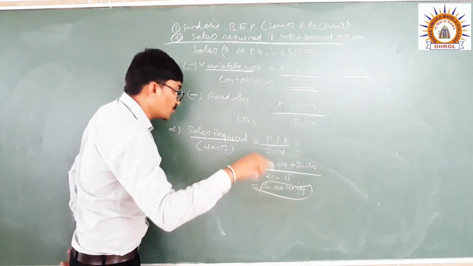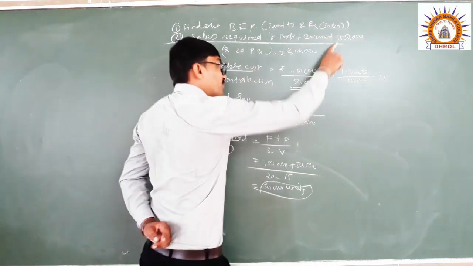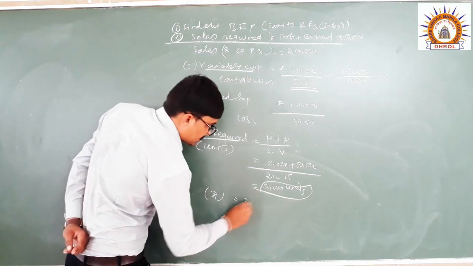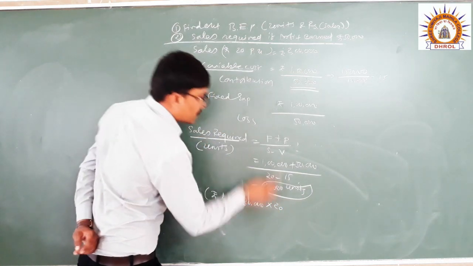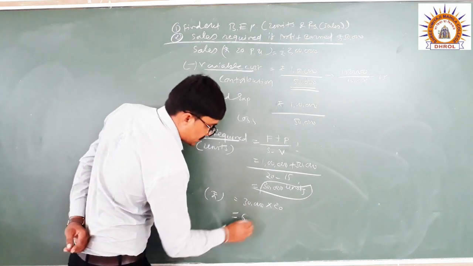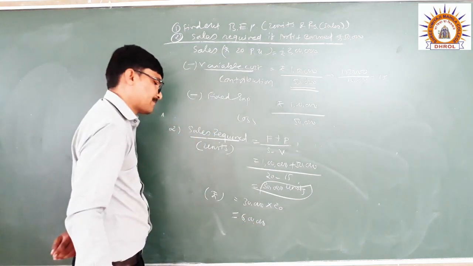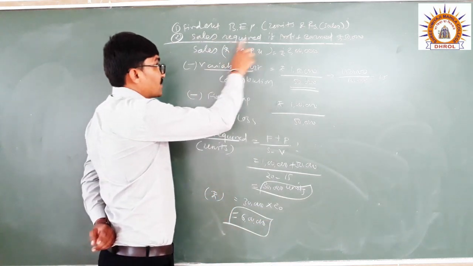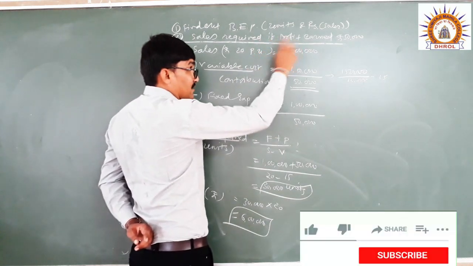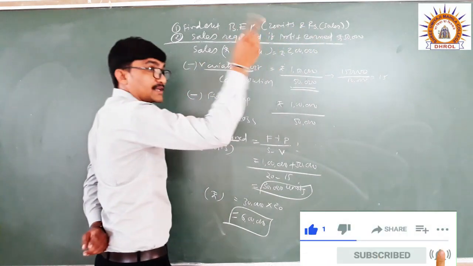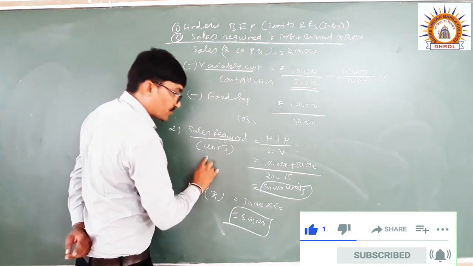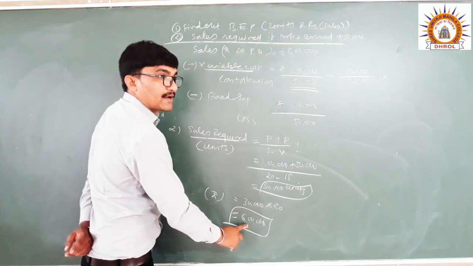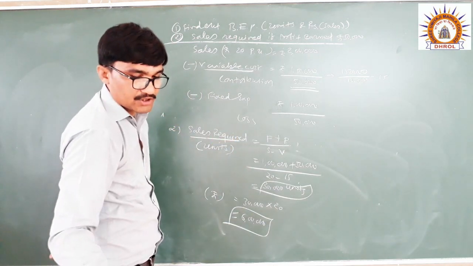Suppose I want the sales required for a profit of rupees 50,000 in terms of rupees. So 30,000 multiplied by the selling price of 20 rupees is 6 lakhs. So when the sales required is asked, if the profit is rupees 50,000, the amount of sales required in terms of units is 30,000 and in terms of rupees is 6 lakhs. So this is the complete illustration number 2.